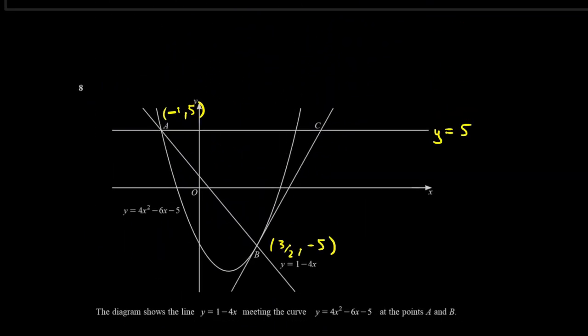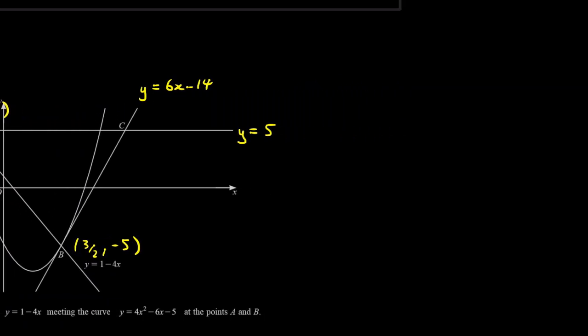So let's just label that on: y equals 6x minus 14. And of course, what we want to do is find the intersection of this line here, y equals 5, and this line here, the tangent, 6x minus 14. I think probably the easiest thing to do is just quickly go to the right. The intersection of that is going to be 5 is equal to 6x minus 14.